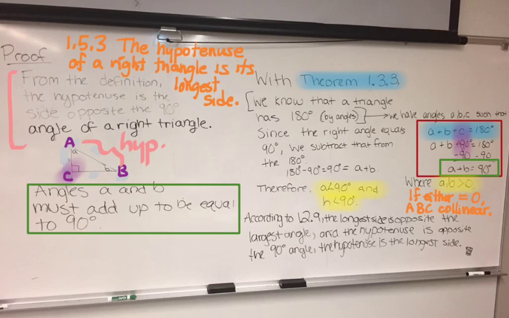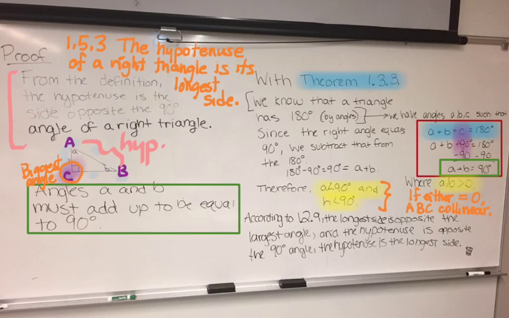So A and B are positive angles, and two positive numbers which add up to 90 must both be strictly less than 90 degrees. So theorem 1.3.3 guarantees for us that in a right triangle, the other two angles that are not 90 degrees must each be less than 90 degrees. So what that means is that the right angle in a right triangle is the biggest angle. It's the angle with the largest measure.